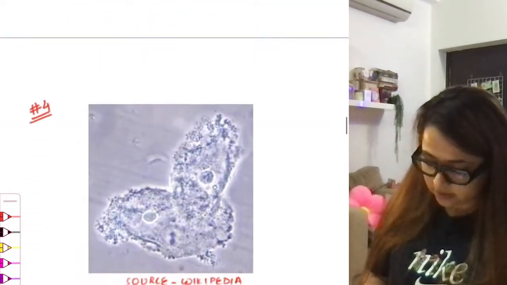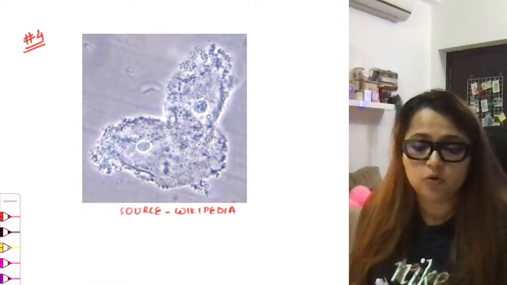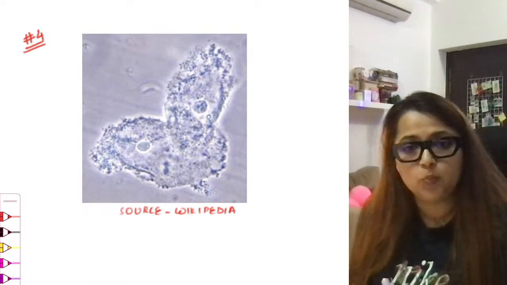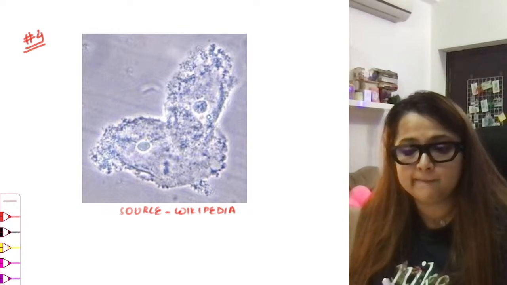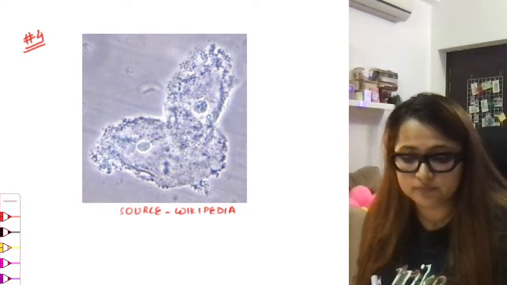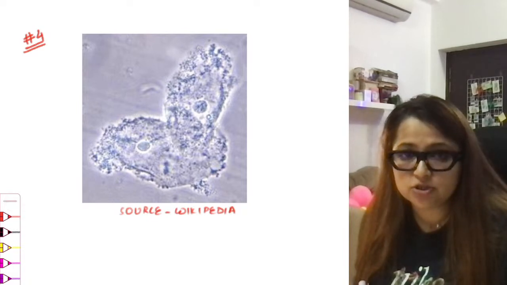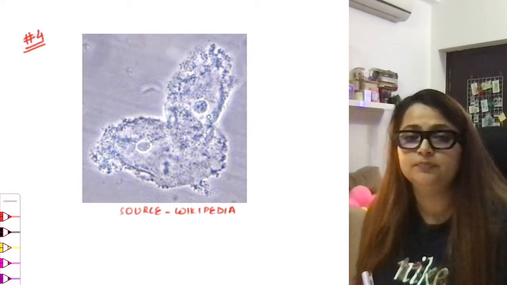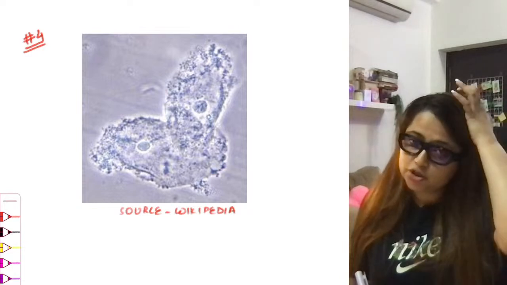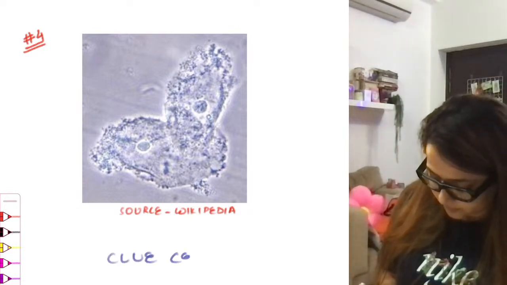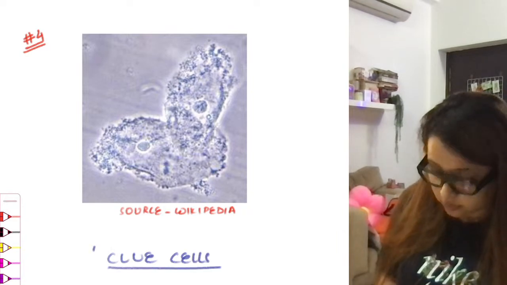histiocytosis. All right, now look at this picture. What are you seeing here? Anyone? In this picture, what are you seeing? This is a very famous picture, so you need to know about this. This is a picture that shows clue cells.